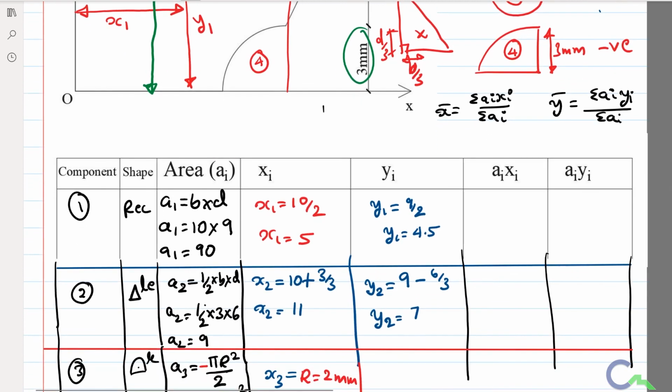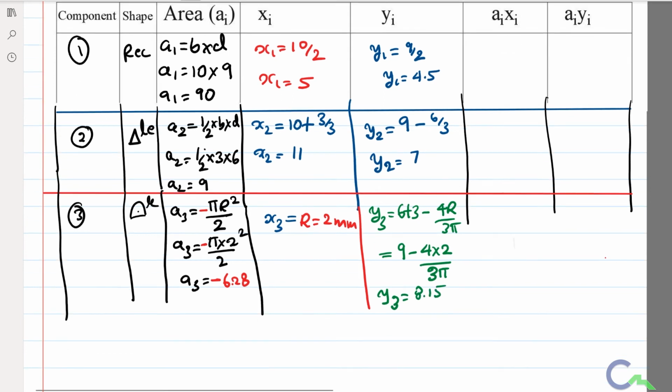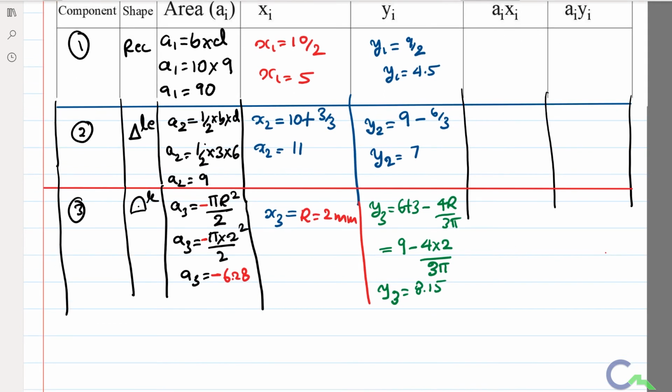From that I have to deduct 4r by 3 pi. Therefore y3 is equal to 6 plus 3 minus 4r by 3 pi. Therefore 9 minus 4 into r, which is 2 mm, divided by 3 pi. Therefore y3, we'll get 8.15 millimeter. So I completed the third figure.